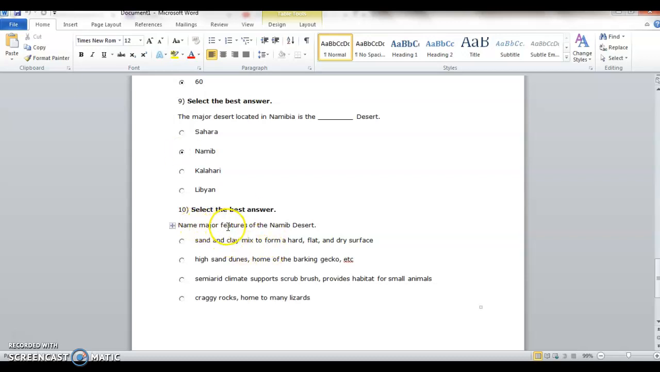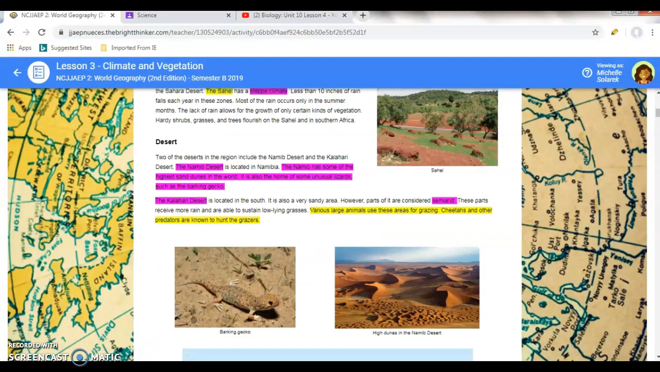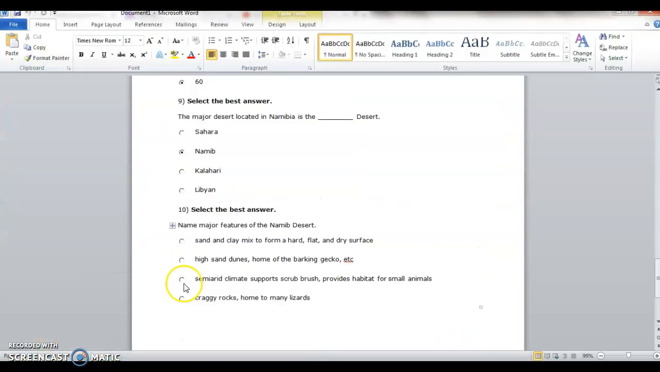And then name some of the major features in the Namib Desert. High sand dunes. We go back. It talks about high sand dunes, and then it talks about some unusual lizards, such as the barking gecko, which, if you look at the picture right here, it shows it along with the high dunes. So if we go back to our answers, we can see that we see high sand dunes and home to barking geckos. So that's the answer to that.